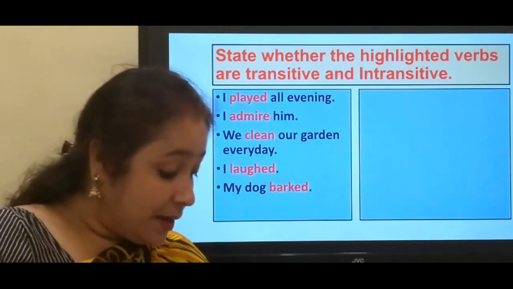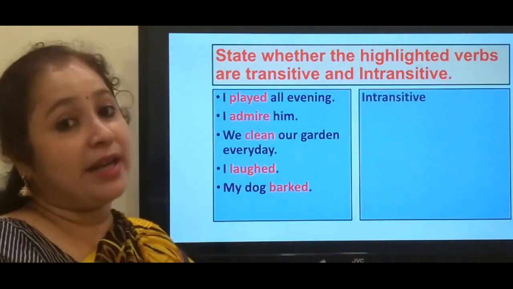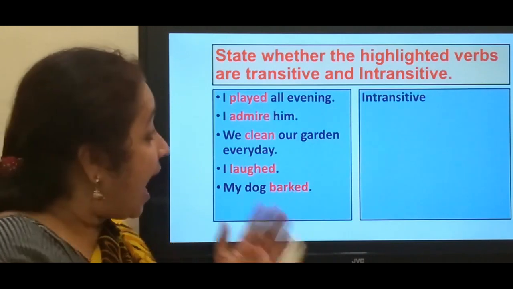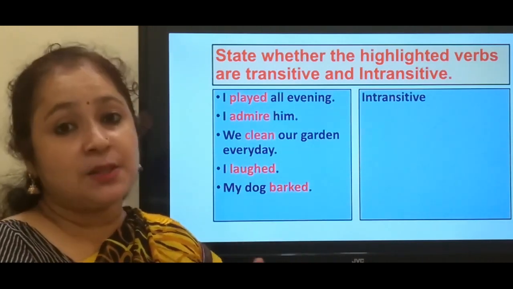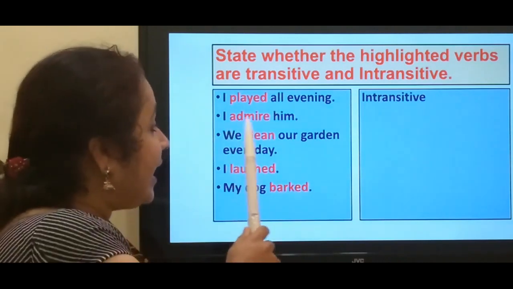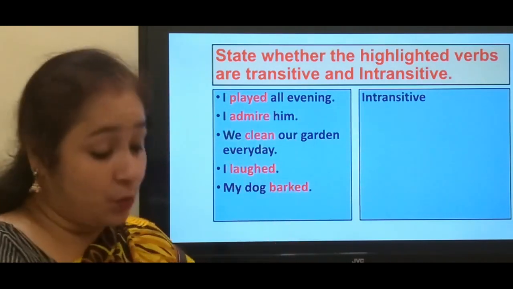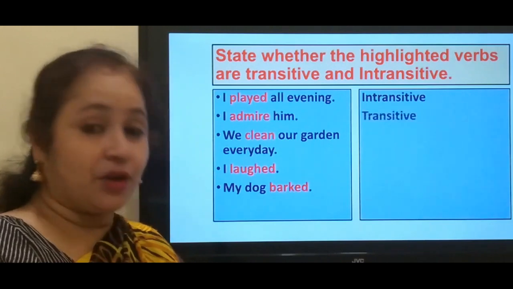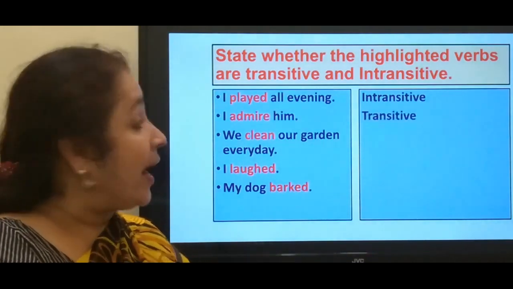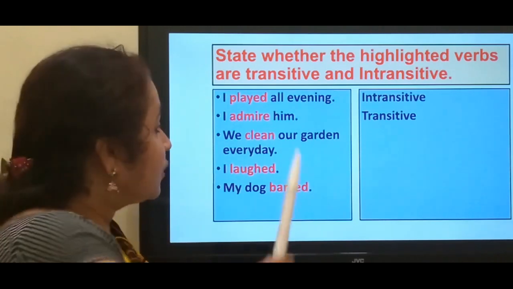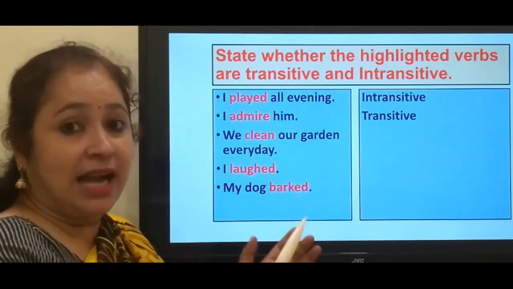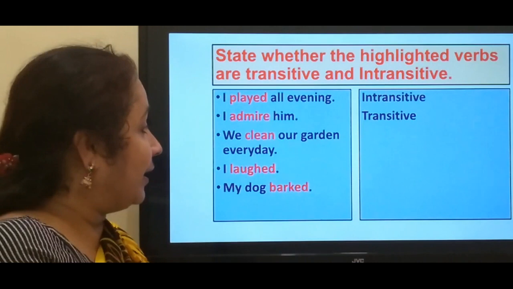Yes, students, played is an example of an intransitive verb as it does not require an object to complete its meaning. I admire him. Yes, students, admire is a kind of transitive verb. Why? As it needs an object to complete its meaning. So, here is an object, him, that is supporting the verb admire.